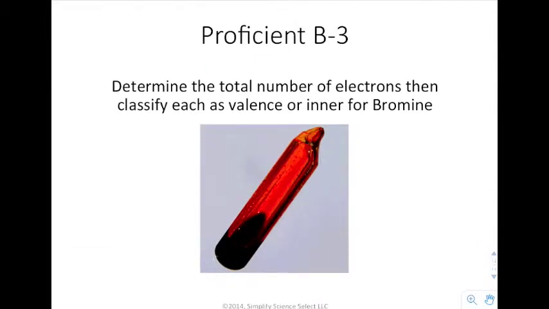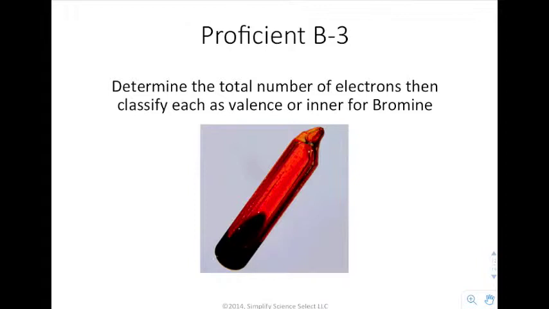Determine the total number of electrons, then classify each as a valence or inner electron for bromine. Whenever we look at this, though, the first thing that we're going to have to do is find bromine on the periodic table.